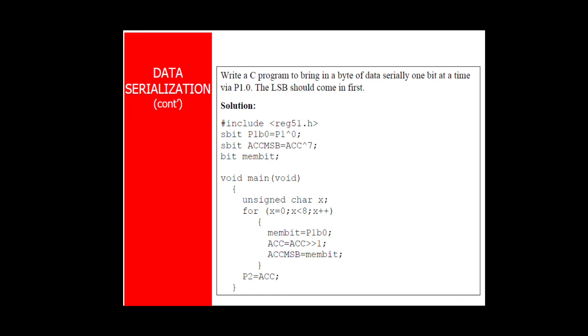Instead of these three lines we could have written ACC.7 equal to P1.0 and ACC equal to ACC right shift 1, so that works fine. You can skip the bit variable, and at the end whatever data is transferred to the accumulator, we are transferring it to the port 2.